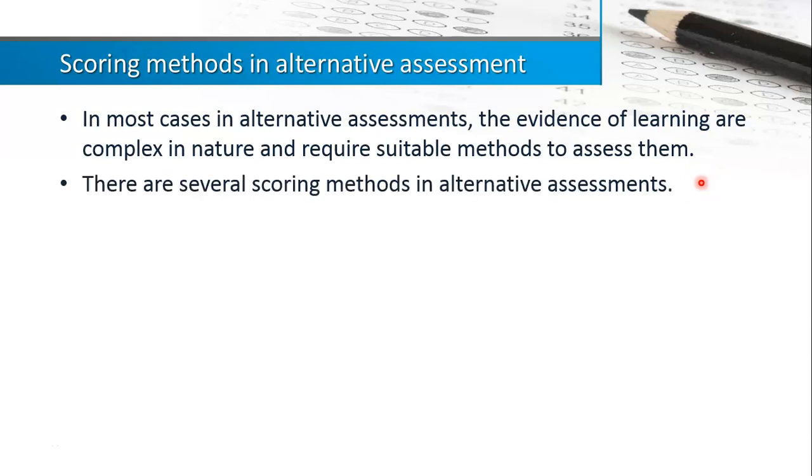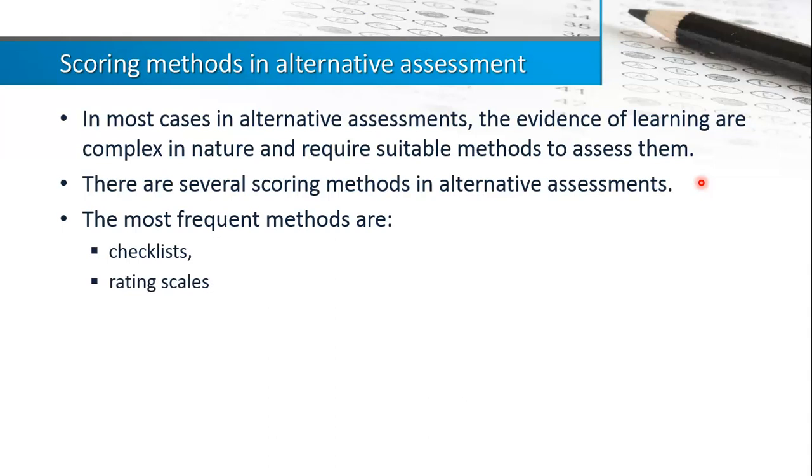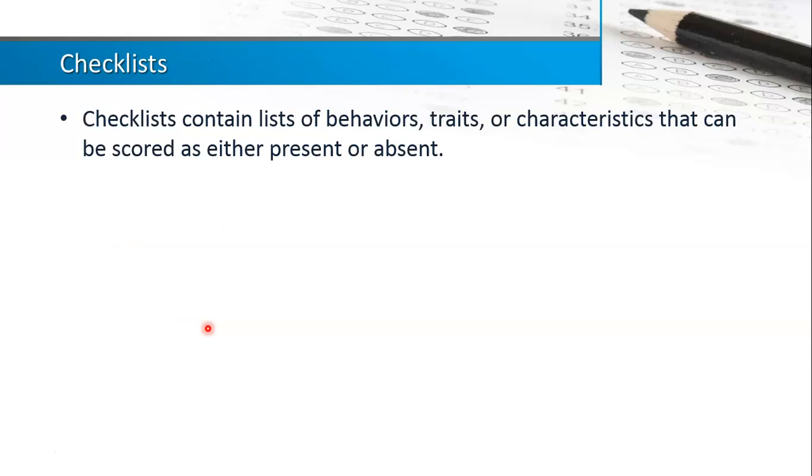There are several scoring methods for alternative assessment. The most frequent methods that are being used are checklists, rating scales, and the last one, the rubrics. Probably the rubrics is quite popular because it has its own strength. Okay, what is a checklist?